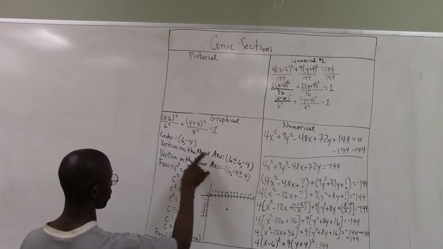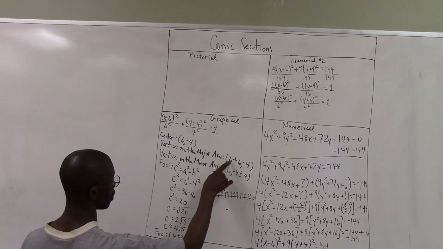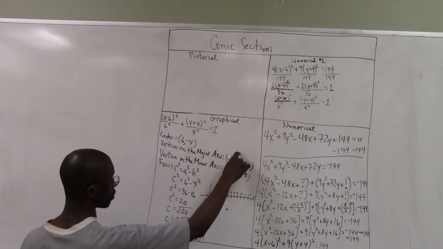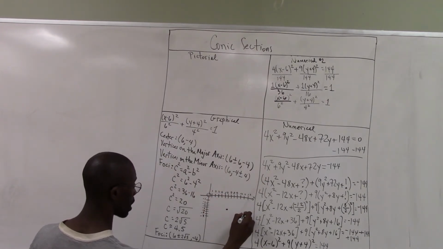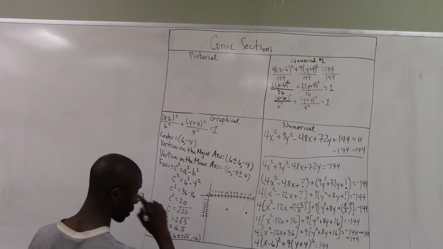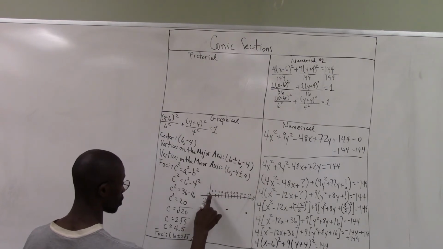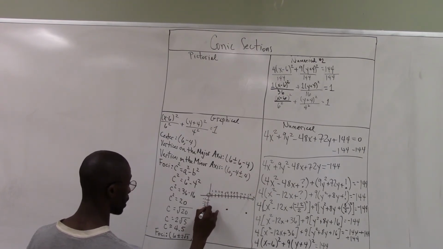Now we need the vertices on the major axis. So I'm going to take care of 6 plus 6, which gives me 12. So then I have 12, -4. So 12, -4 is approximately there. And then I have to handle 6 minus 6. So 6 minus 6 is 0, and then I still have my -4, so 0, -4 is approximately there.